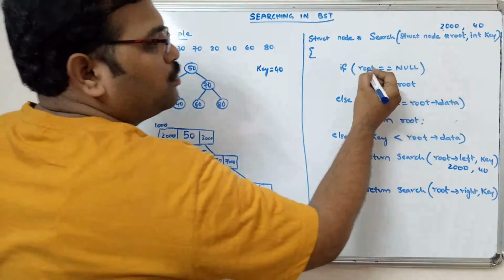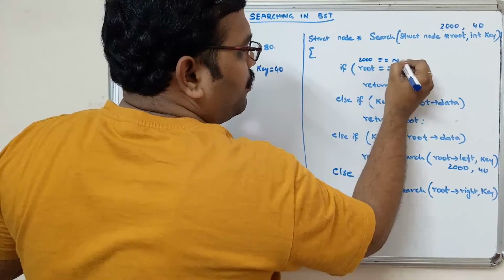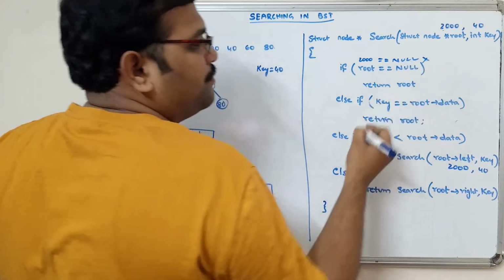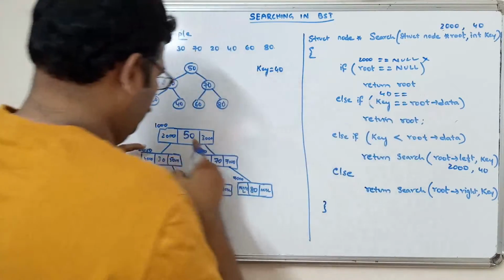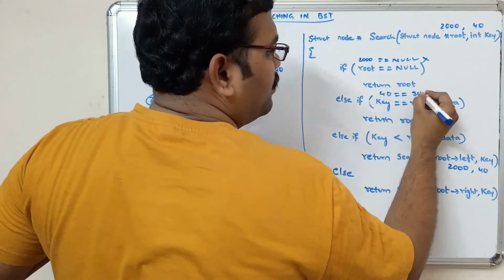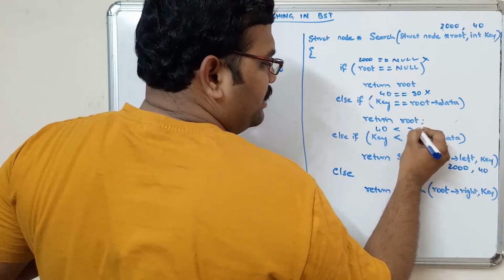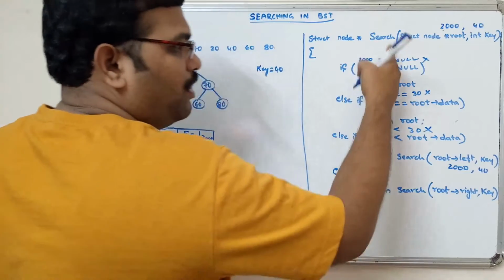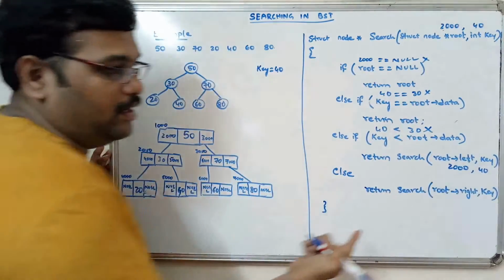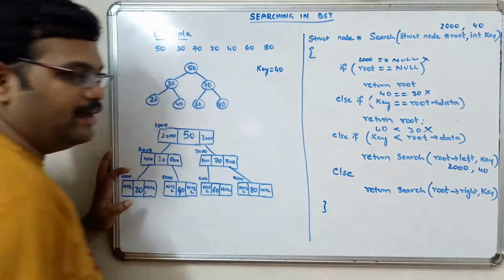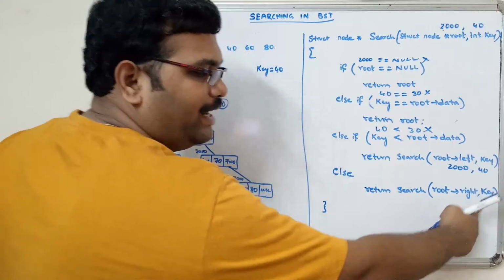So here 2000 is equal to null, false, right? So 40 is equal to 30, false. So 40 less than 30, false. So if all these conditions fail, automatically search. So 40 is greater than 30 automatically. So root of right and key. Next iteration or next recursion, we have to go with the root of right and key.